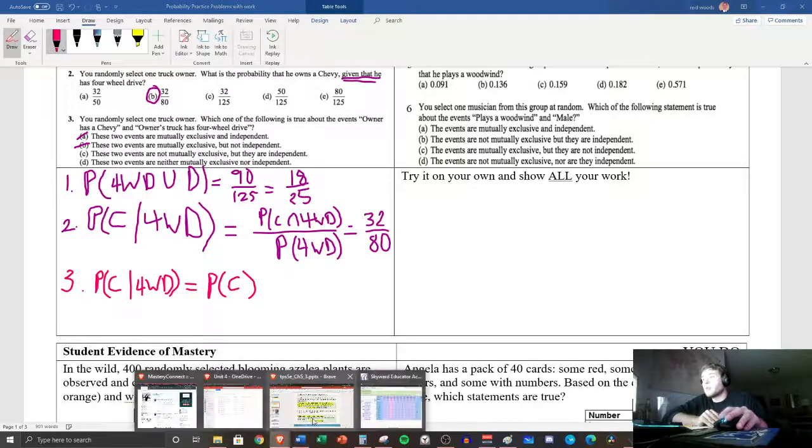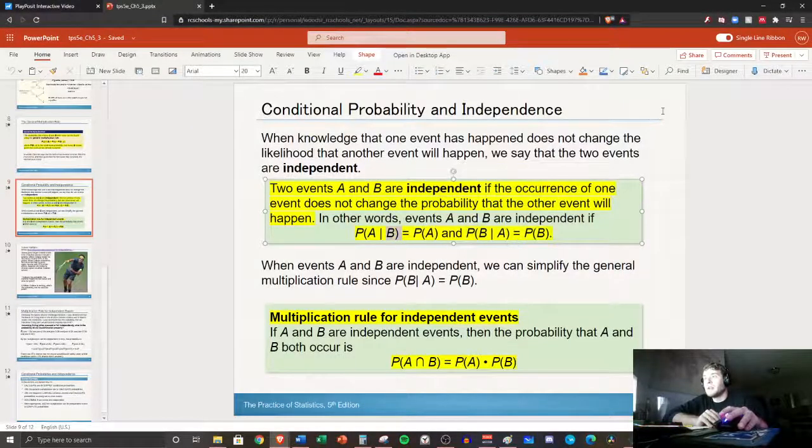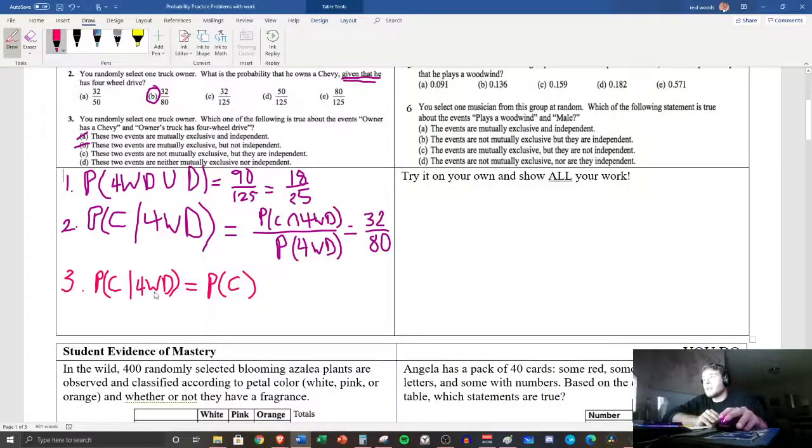That's kind of what we're trying to do. We're trying to show that just because we know that they're four-wheel drive shouldn't change the probability of getting a Chevy. So we already did this left side of this equation for number 2. So we're going to go ahead and write that 32 over 80.